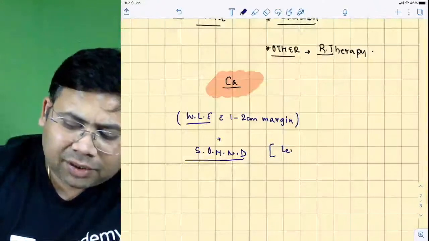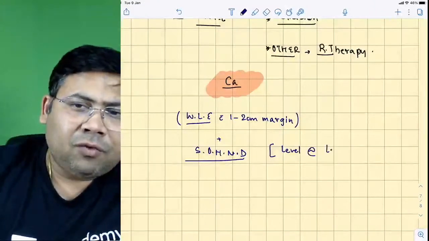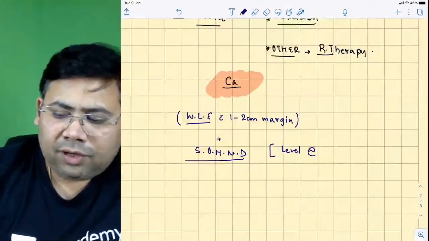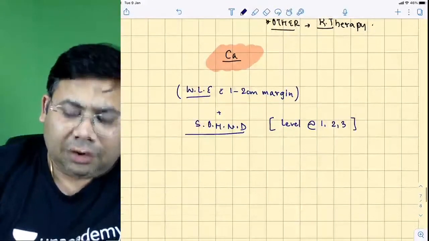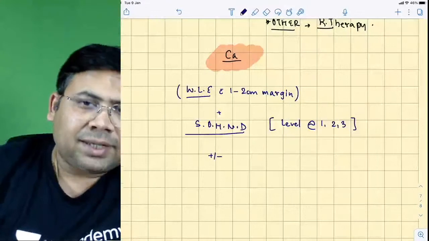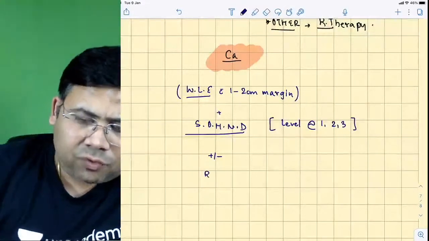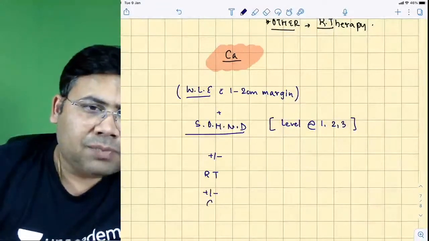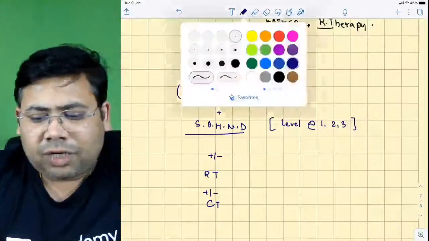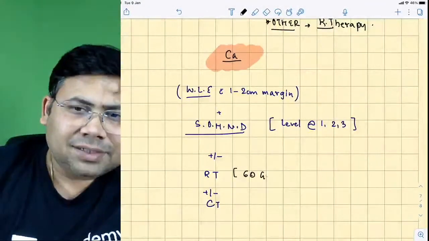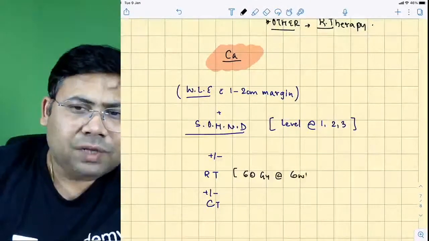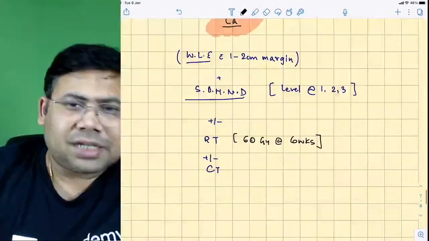What are the lymph nodes that you remove in this suprahomohyoid neck dissection? Can you tell me? There is removal of level 1, level 2, level 3. Is that clear or no? Along with that, plus minus, you have to go for radiotherapy. Plus minus, you have to go for chemotherapy. When you talk about radiotherapy, 60 grays in 6 weeks.